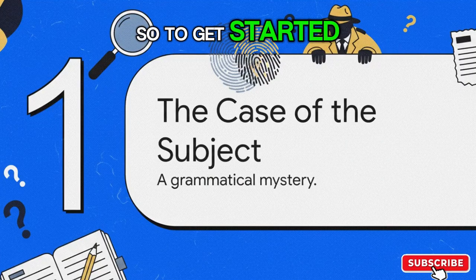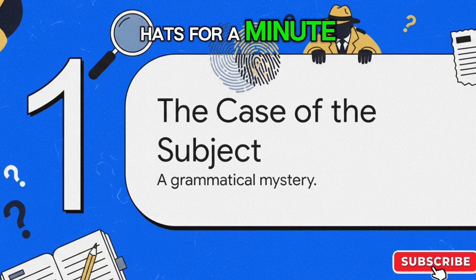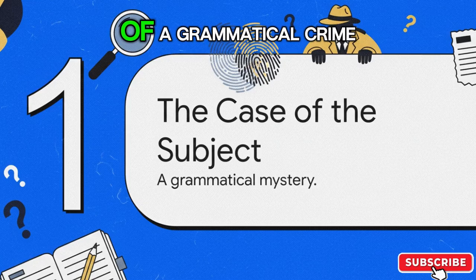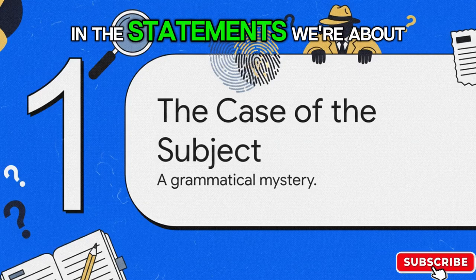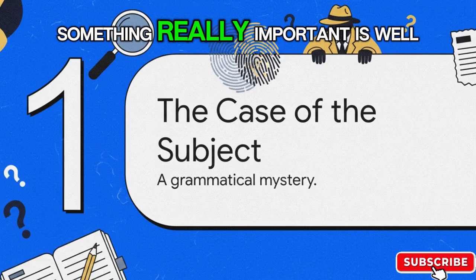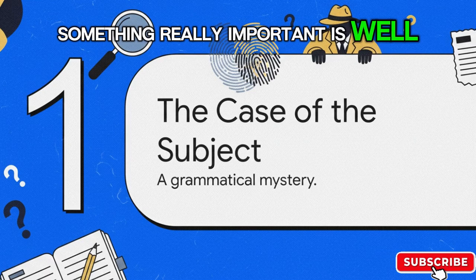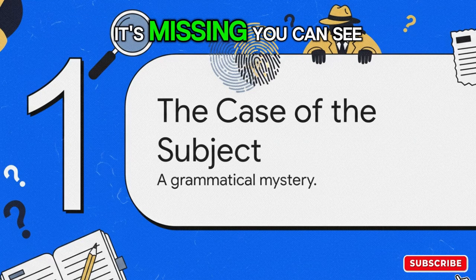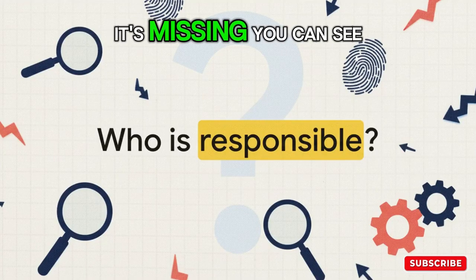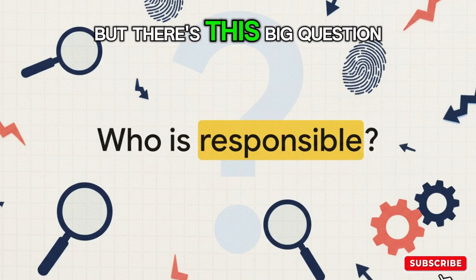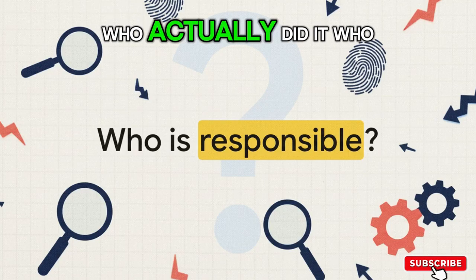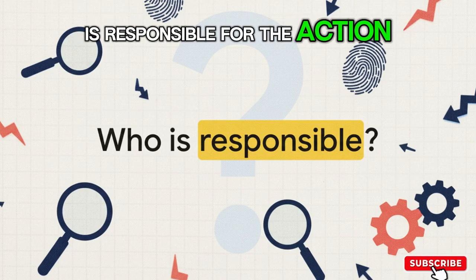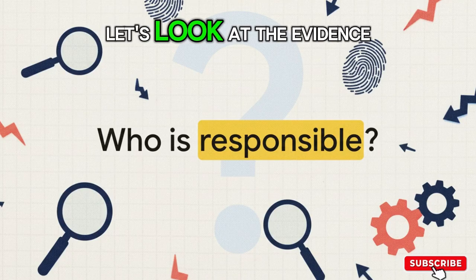Okay, so to get started, let's put on our detective hats for a minute. Imagine we're at the scene of a grammatical crime, and we're looking at the evidence. In the statements we're about to see, something really important is, well, it's missing. You can see what happened, you get the picture, but there's this big question just hanging in the air. Who actually did it? Who is responsible for the action? Let's look at the evidence.